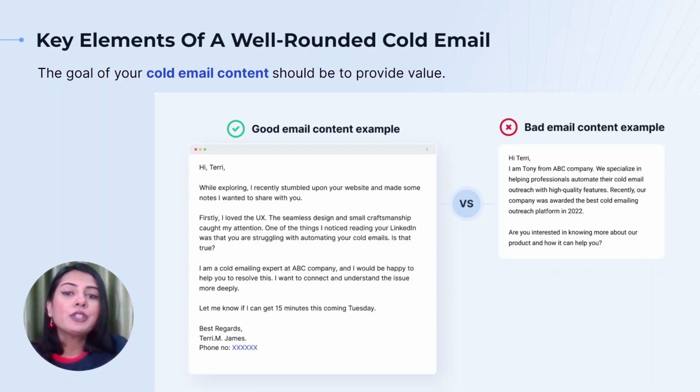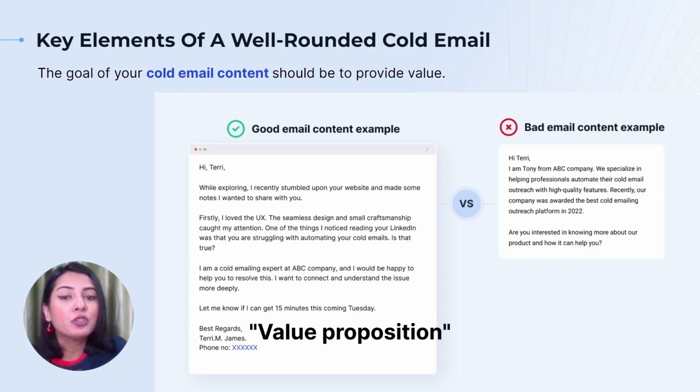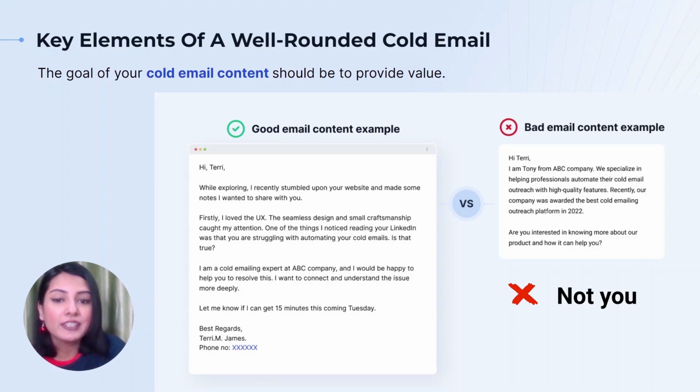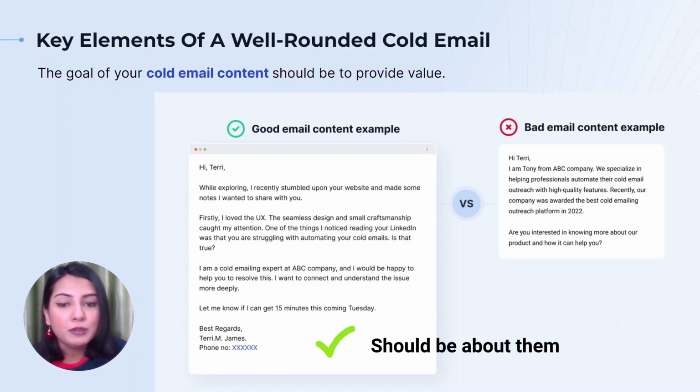So the next element is your email content. The goal of your cold email content should be to provide value and make it easy for them to respond to you. So your email content shouldn't be about these following things. It shouldn't be about you and your achievements. It shouldn't be about the product and how awesome it is. And it shouldn't be about creating an image in your prospects' minds that you're just selling your solution. Instead, your email content should be focused on building relationships, empathizing with their problem, asking questions to help them solve the problem they have, and encouraging them to connect with you.